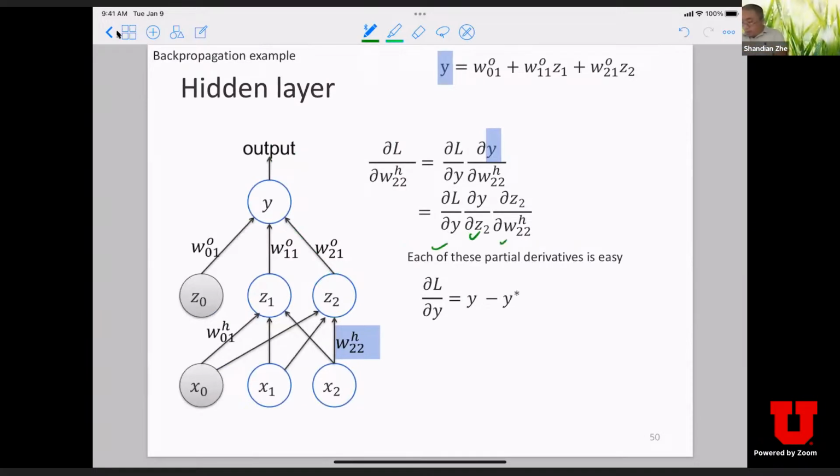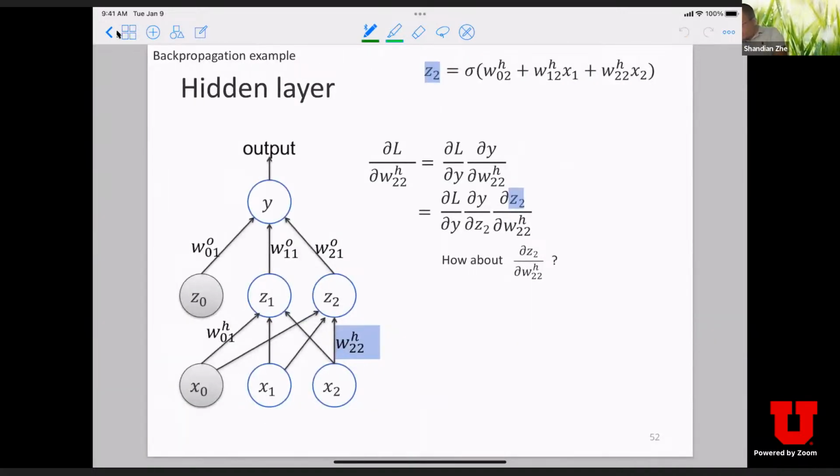Partial L over partial Y here is Y minus Y star, which is straightforward. Then partial Y over partial Z2: we know that Y is a simple linear combination of the neurons in the hidden layer, so partial Y over partial Z2 is just the corresponding edge weight, W210. And then how do we compute the third term, partial Z2 over partial W22H?